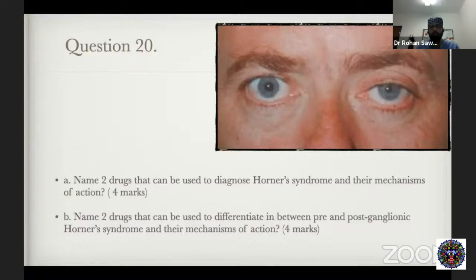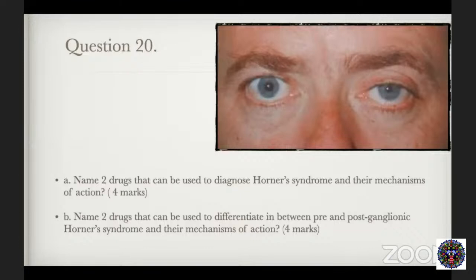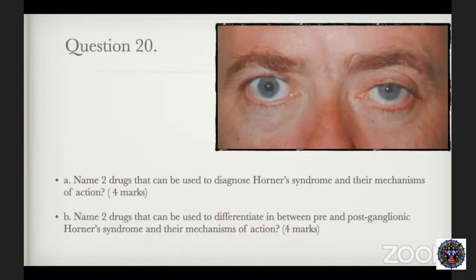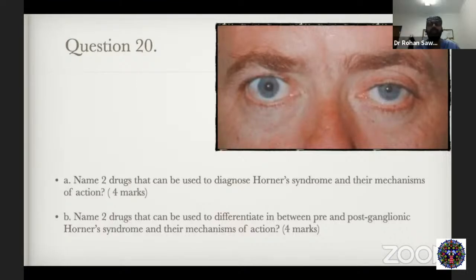Sorry, I interrupted you. Why does the Horner's pupil not dilate? It prevents the uptake of noradrenaline at the postganglionic terminal, so it causes dilation in a normal pupil. In a Horner pupil there is no noradrenaline already, so if there is no noradrenaline, it will not act. Excellent answer. What about differentiating between pre and postganglionic Horner's?